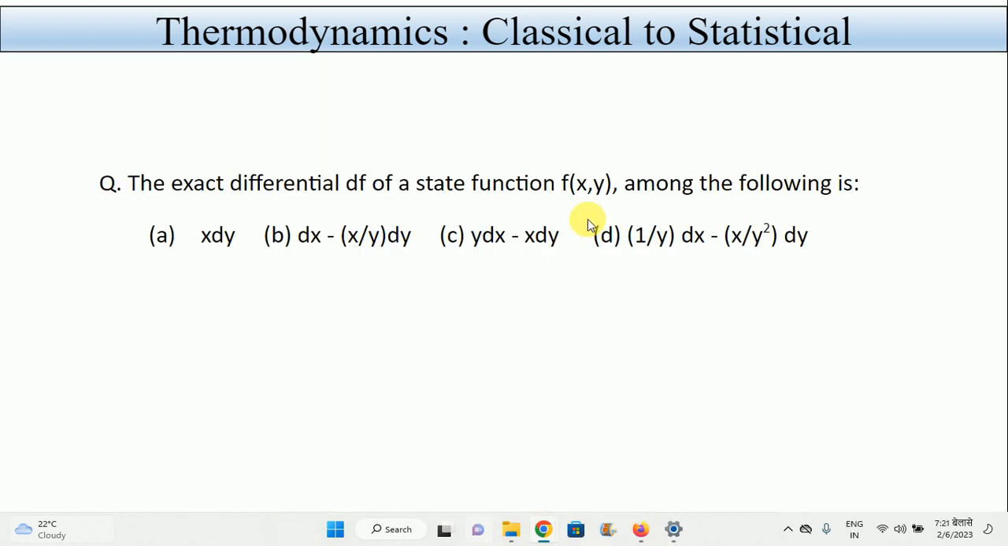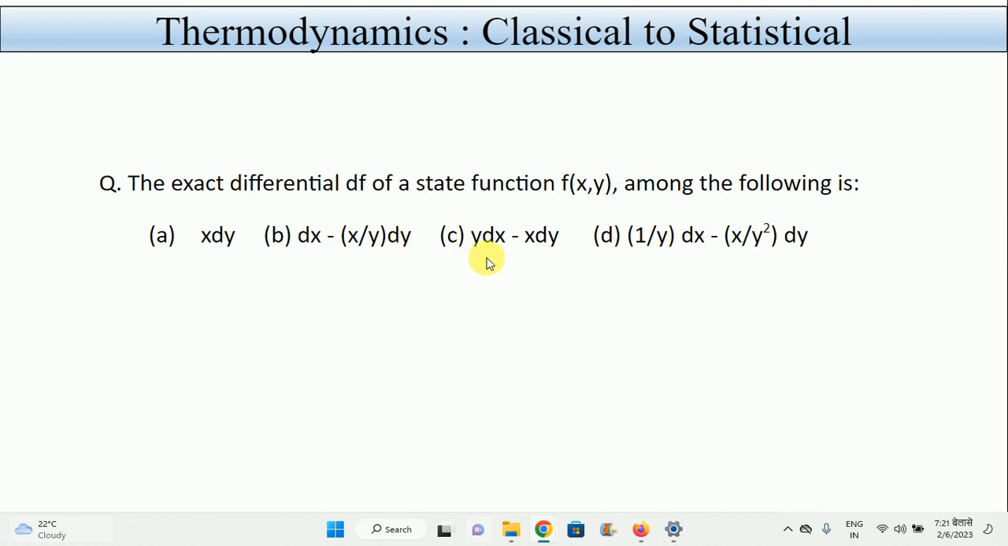Then the second option, dx minus x by y dy. So m is 1, so when we differentiate 1, it will give only 0, and then n is x by y, so when we differentiate it, it will give some value, which will not be equal to 0. So this is also not a state function.